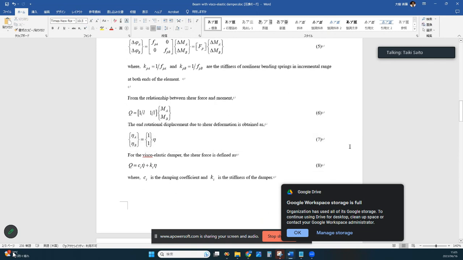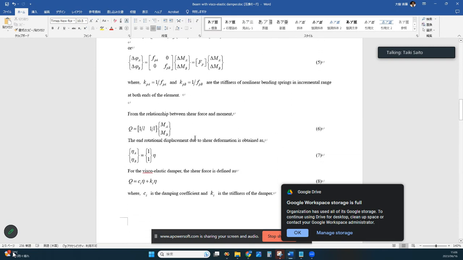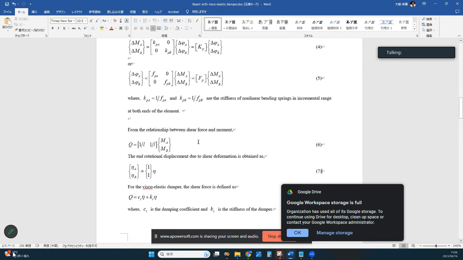Could you repeat your question? My question is that here the rotation is found in eta A and eta B from the shear displacement of eta. So to convert the shear displacement into rotation, should it not be 1 by L into eta, like 1 by L and 1 by L? Yeah, you are correct.